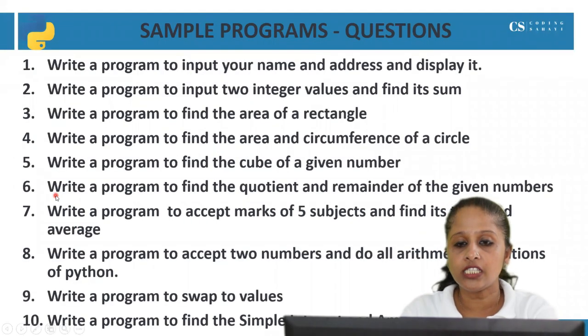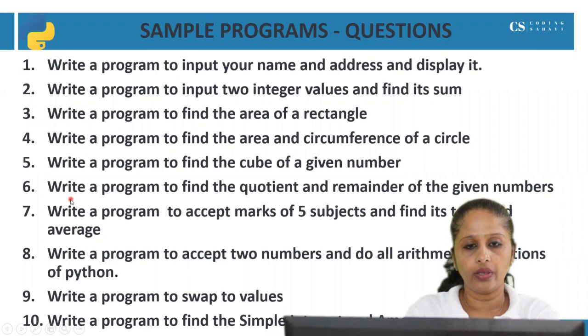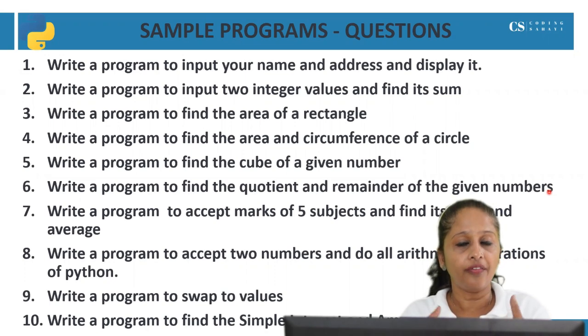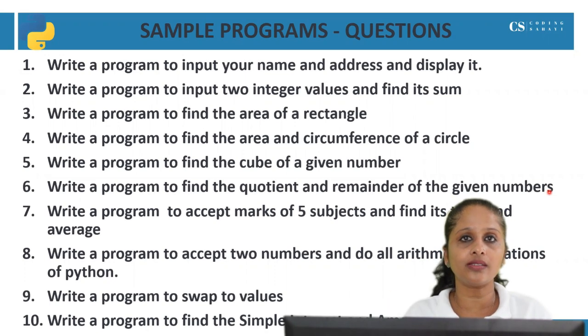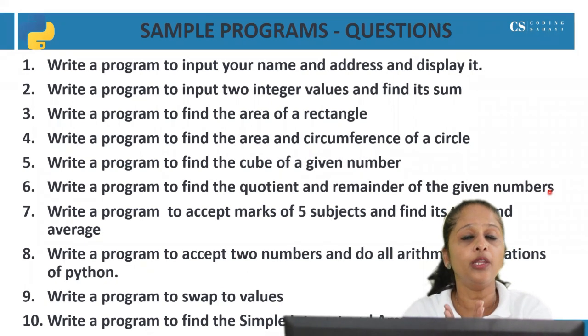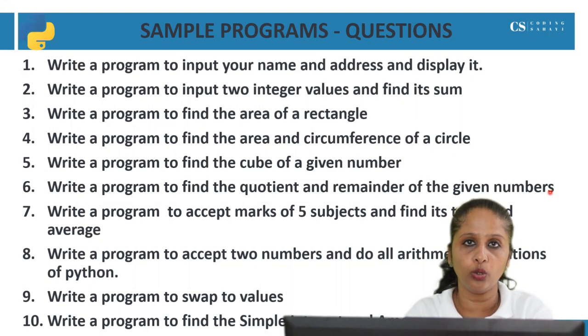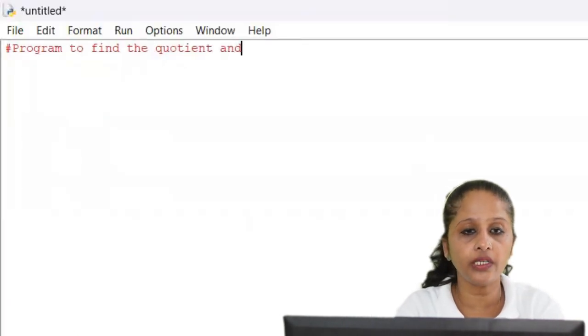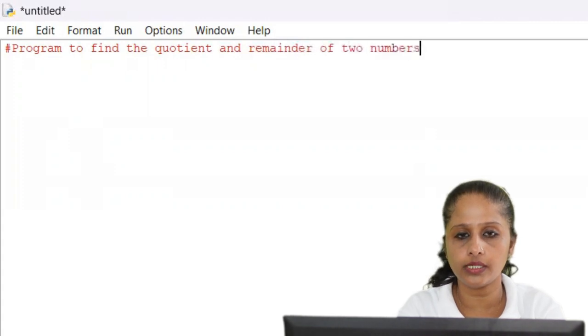Our 6th program is to write a program to find the quotient and remainder of the given numbers. So here you have to enter 2 values and find the quotient. To find the quotient you have to use the division symbol, and to find the remainder you have to use the percentage symbol, that is the modulo operation. So let's do it. Program to find the quotient and remainder of 2 numbers.